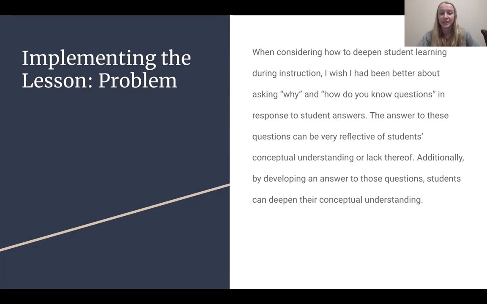The answers to these questions, like why and how do you know, can be very reflective of students' conceptual understanding or the lack thereof. Additionally, by developing an answer to these questions, students can deepen their conceptual understanding, because as they're having to explain why, they have to think about why is this the answer? How did I get to this? And so just that practice of thinking through that can develop their conceptual understanding of a certain topic or problem.